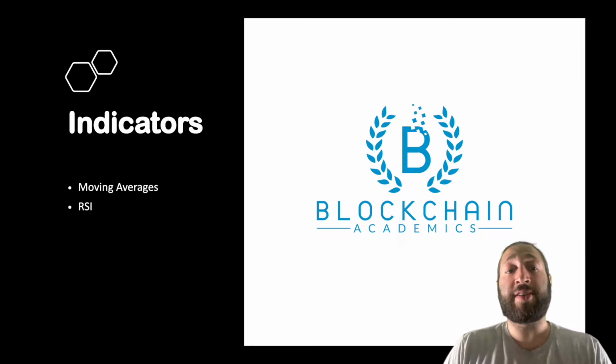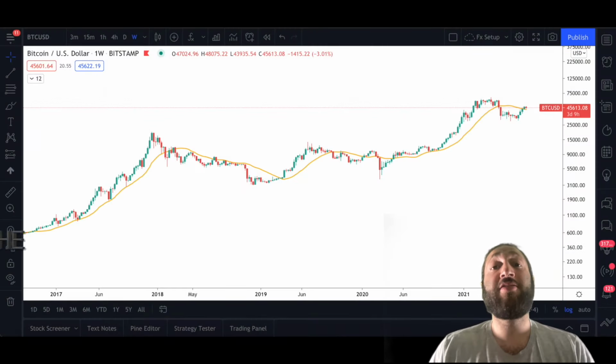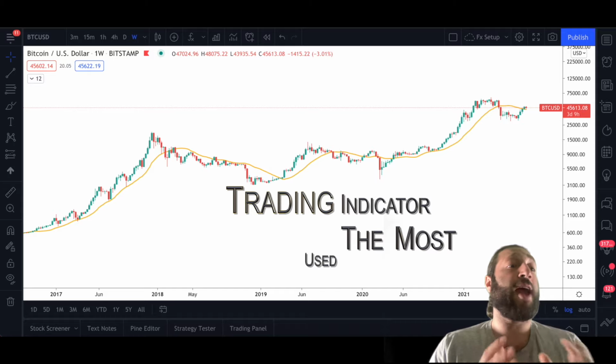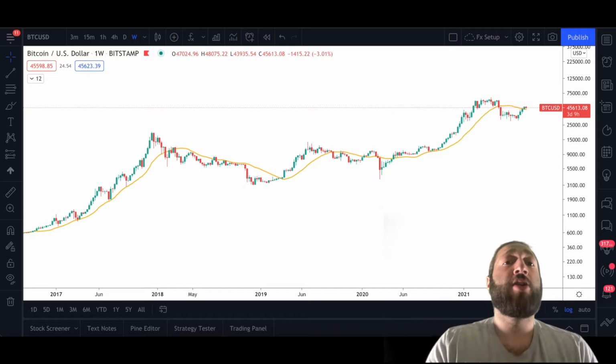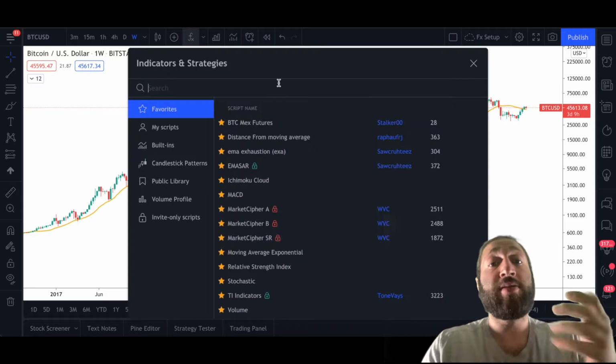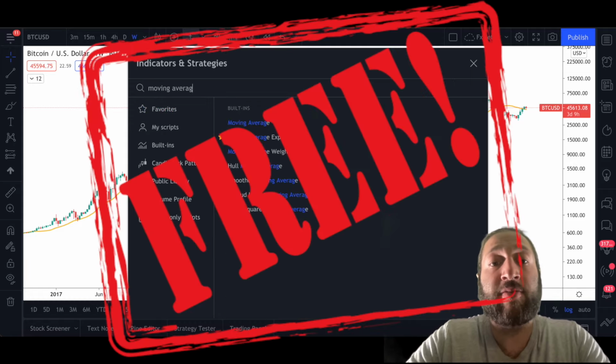So now we're moving into indicators. The moving averages and RSI are some of the most popular indicators used every day. We're going to head on to TradingView, and I'm going to show you how to use both of them. Moving averages are the most used trading indicator from hedge fund and retail traders. You can come to tradingview.com and use moving averages and other indicators for free.